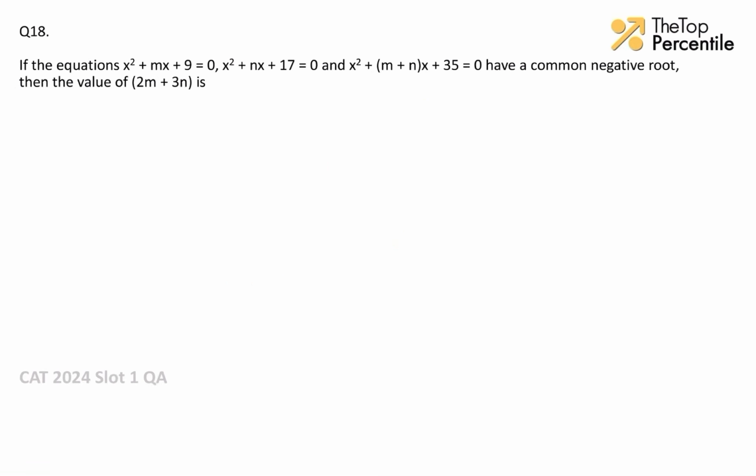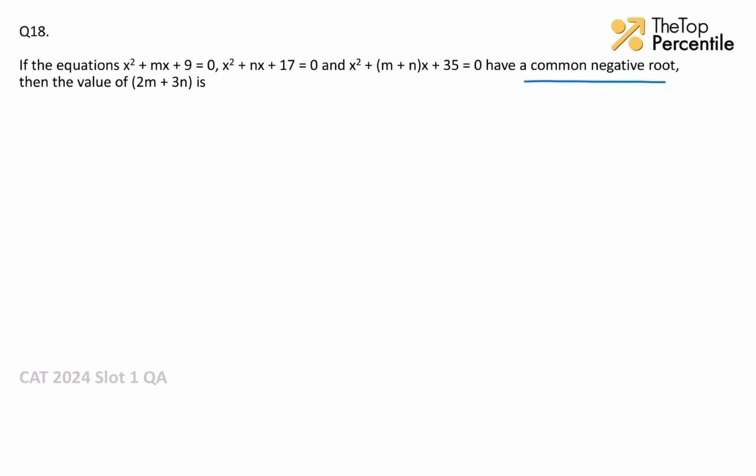Let's look at this question. If the equations x square plus mx plus 9, x square plus nx plus 17, and x square plus (m plus n)x plus 35 equal to 0 have a common negative root, then the value of 2m plus 3n will be what? Okay, so we have been given that there's a common negative root.